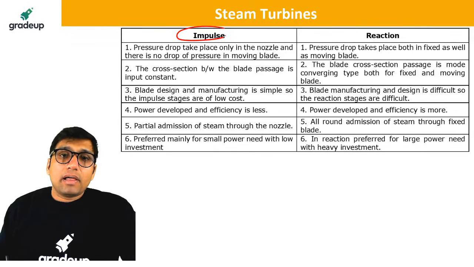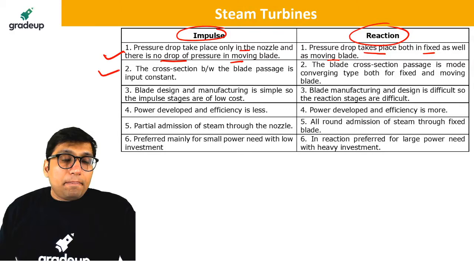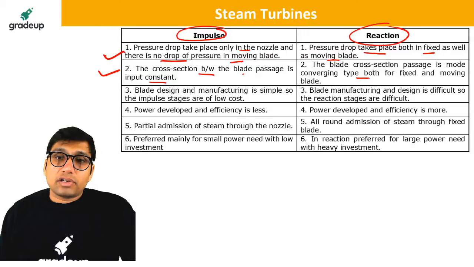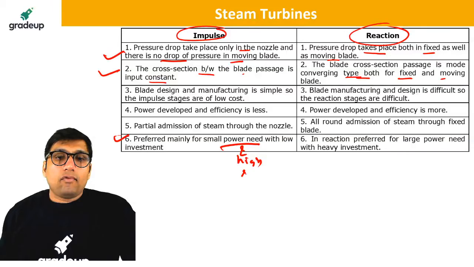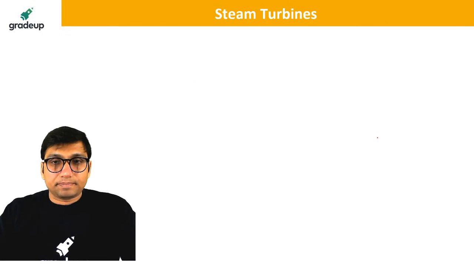So this is the difference between impulse and reaction turbine. In the impulse turbine, the pressure drop takes place only in the nozzle, and there is no drop of pressure in the moving blade. In the reaction turbine, the pressure drop takes place both in the fixed blade as well as the moving blade. In the impulse turbine, the cross section between the blade passes is constant, while here the cross section is converging type for fixed and moving blade. That is all the difference. One more thing, the impulse turbine is used for small power and high speed, and for large power and low speed, we'll be using the impulse reaction turbine.